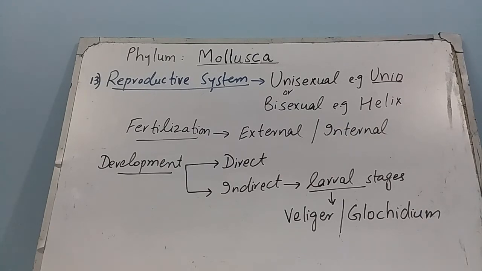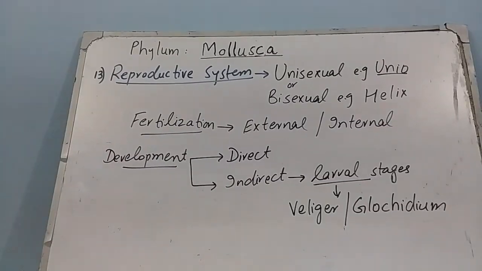Next point is about the reproductive system. In case of mollusks, some mollusks may be unisexual. The sexes are separate. It means the male and the female animals are separate. For example, Unio. Unio is basically a freshwater mussel. In some mollusks, they are bisexual. The sexes are united. It means the male and the female gonads are present in the same animal. For example, Helix.